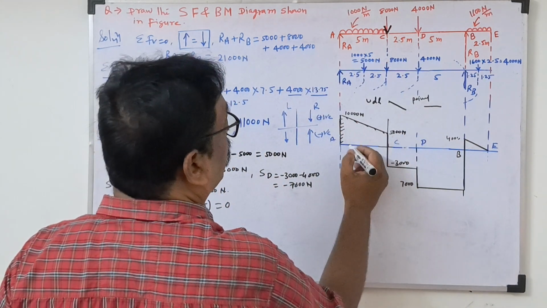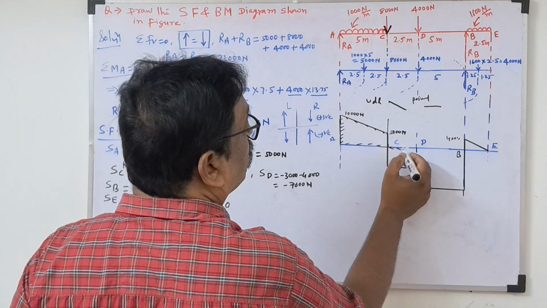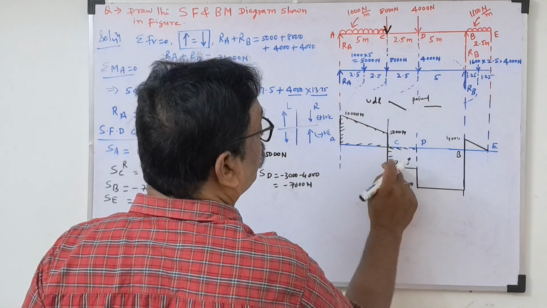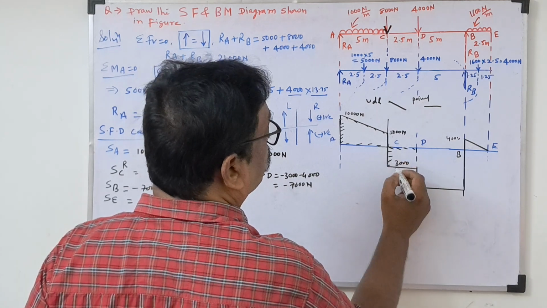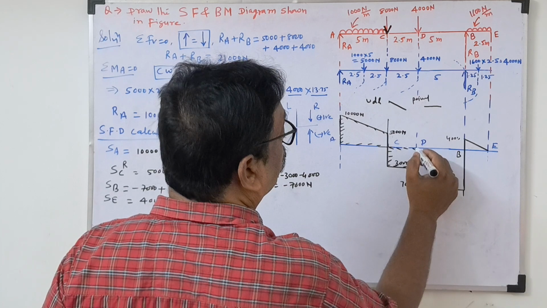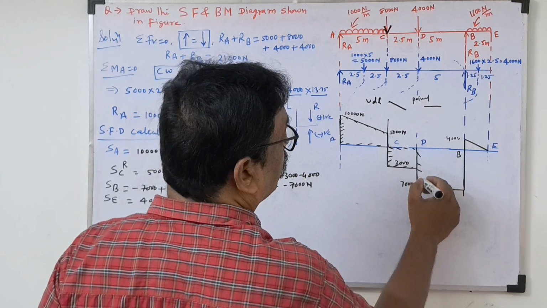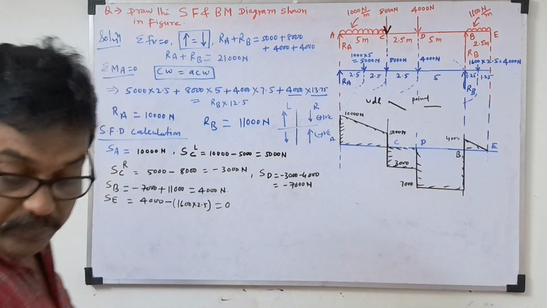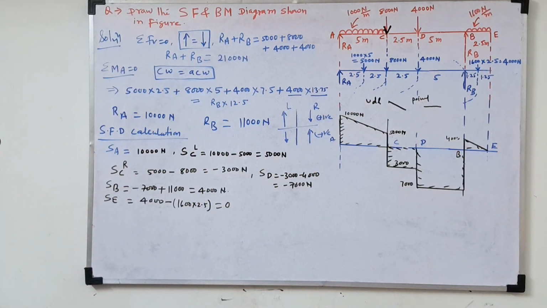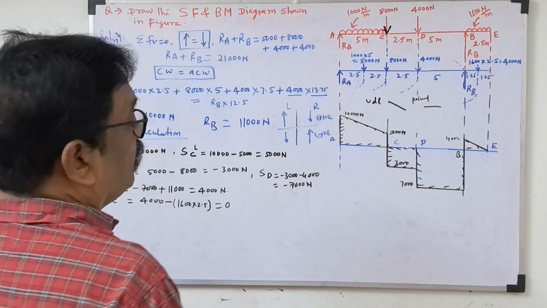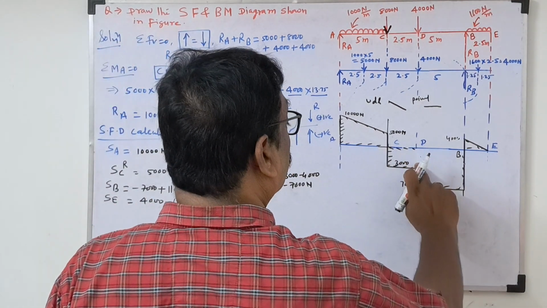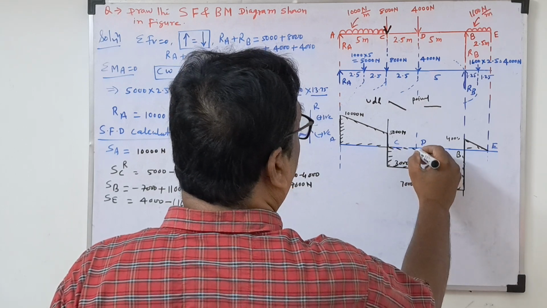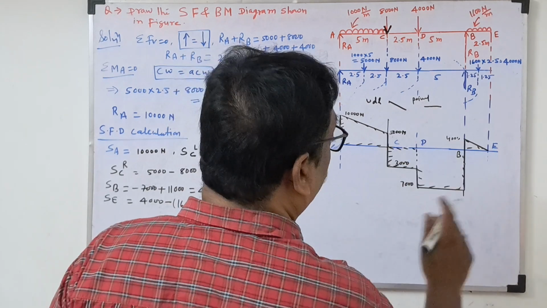You hatch this line like this. This is the negative. Negative should not write because already in the directions of the negative. So this is the shear force diagram. It will be like this. Okay. So shear force diagram, this dotted line you give. This is the shear force diagram.